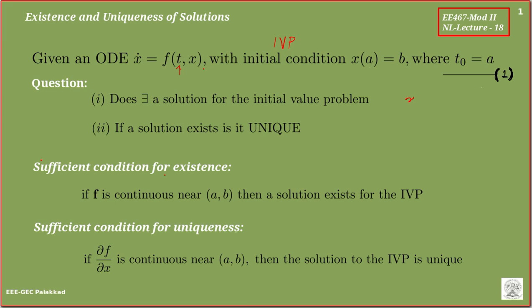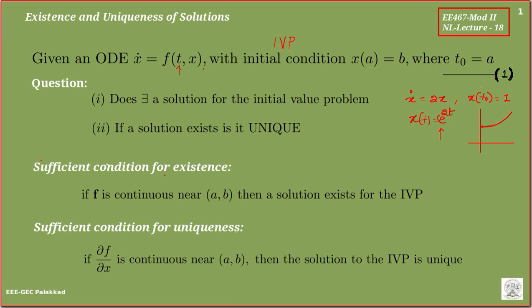For example, if you are given x dot equal to 2x with x at t0 equal to 1, what is the solution to this? We know x of t is equal to c e raised to 2t. At t equal to 0, I can take this as 1, so the solution would be something like e raised to 2t. So if the initial conditions are given, I can get a unique solution here. This is the only solution for this kind of equation.